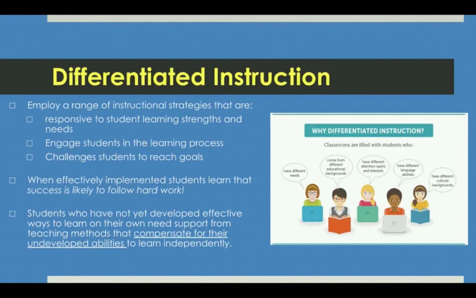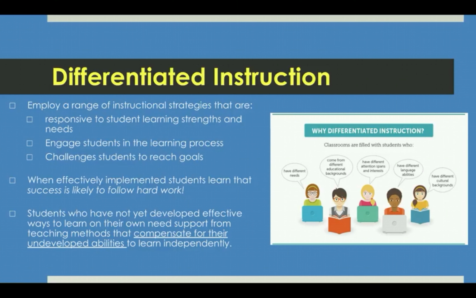So why is differentiated instruction important? With differentiated instruction, you can employ a range of strategies that respond to the differences that students have in terms of their learning strengths and needs. Differentiated instruction also helps to engage students in the learning process, and it challenges them to reach their goals. When you're able to effectively differentiate your instruction, students learn that there is likely to be some degree of success after they've put in the work.